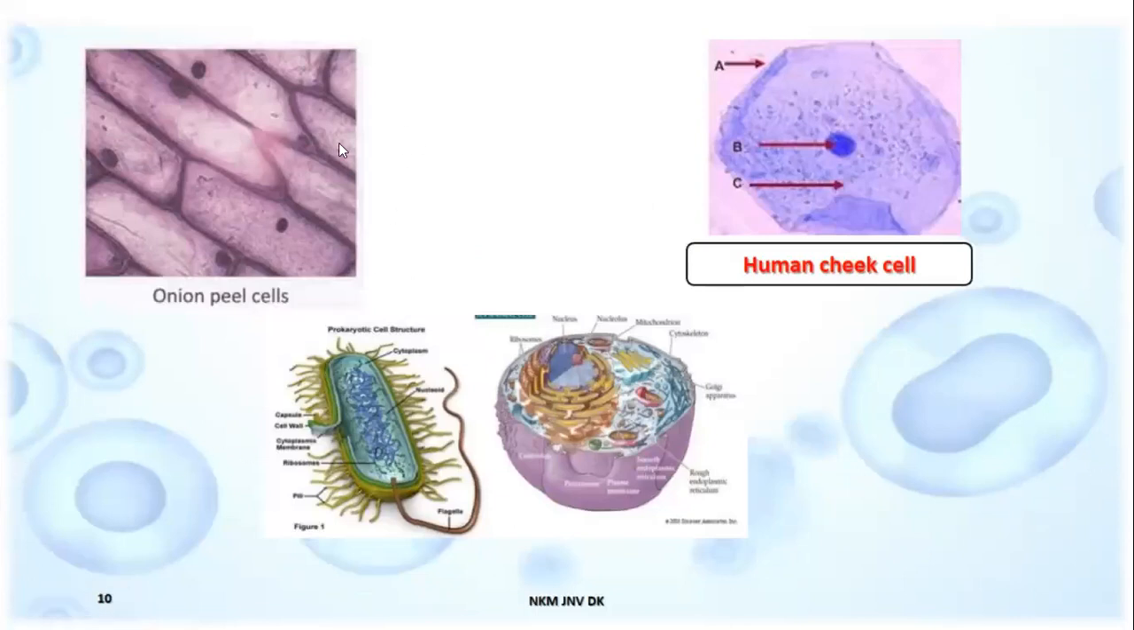For onion peel cells, you simply make the diagram of the onion peel and make the slide in the lab. The onion peel cell and human cheek cell are observed as shown in the figure. A is the cell membrane, B is the nucleus, and C is the cytoplasm. We draw the images of animal cells as shown below, and this is the bacterial image shown next to it. Capsule, cell wall, ribosomes, cytoplasmic membrane, pili, nucleoid region, flagellum: the prokaryotic cell structure is shown here.